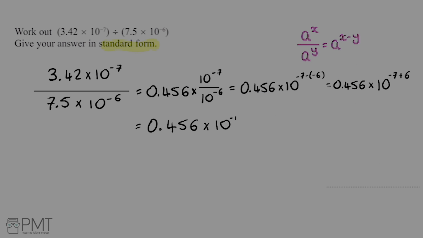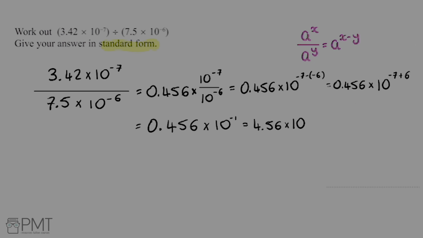However, this isn't quite in standard form. For this to be in standard form, this part of the number here needs to be greater than or equal to 1 and less than 10. Well, this is less than 1 at the minute, so what can we do? Well, we can shift everything over by one place, giving us 4.56. And that's great, because that now meets our condition of being greater than or equal to 1 and less than 10.